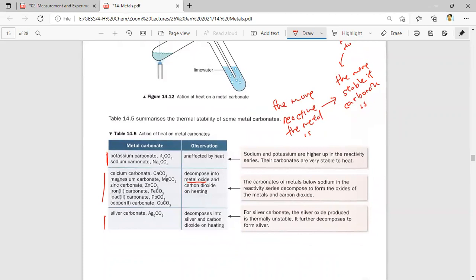Now then you say, what's the difference between this second row over here and the third row over here? Okay, so row 1, row 2, row 3. The difference between row 2 and row 3, can you see here, is that row 2, all of them decompose into metal oxides. Whereas for row 3, silver carbonate actually decomposes into silver. It's not even an oxide, it's silver. So you must take note, silver carbonate, when you heat it up, doesn't form silver oxide. Instead, it forms silver itself. But it shows how much it wants to remain as a metal itself. So unstable, decompose further.